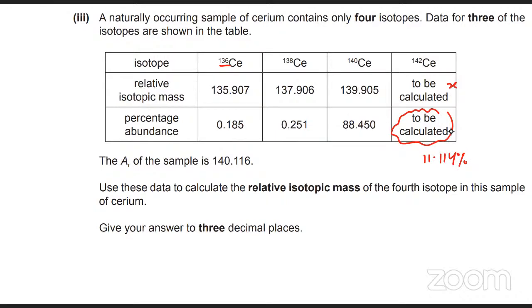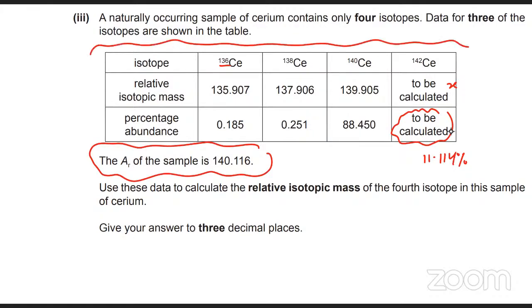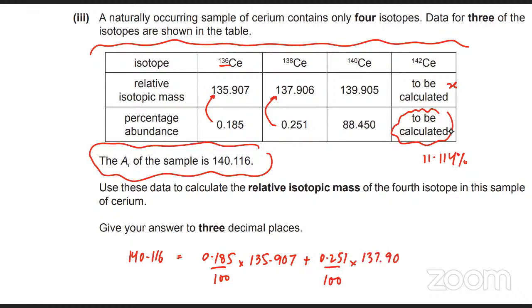And the Ar is given. The Ar is the average of all the isotopes. How do you calculate it? The Ar is 140.116. So what you do is, percentage multiplied by the isotopic mass. It's going to be 0.185 divided by 100 multiplied by 135.907, plus percentage multiplied by this thing. It's going to be 0.251 divided by 100 multiplied by 137.906, plus and so on.